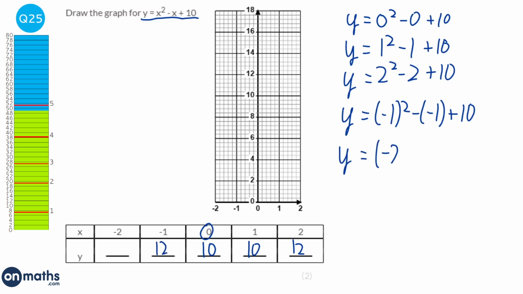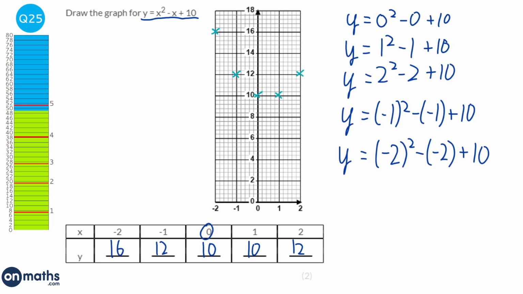And then we'll do the minus 2, so it'd be minus 2 squared minus 2 plus 10. So minus 2 squared is 4. The two minuses here make a plus, so it'd be plus 2, which would be 6, plus 10 will be 16. So we're going to plot these on our graph. And so we've got minus 2 is at 16, so that'll be there. Minus 1 is at 12. Should be here. 0 is at 10, 1 is at 10, and 2 is at 12.